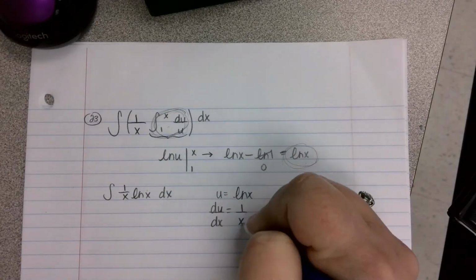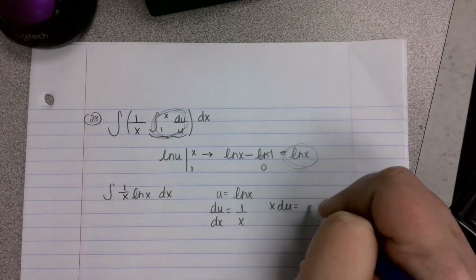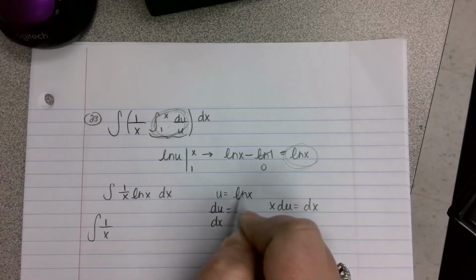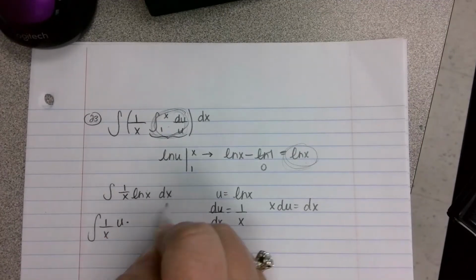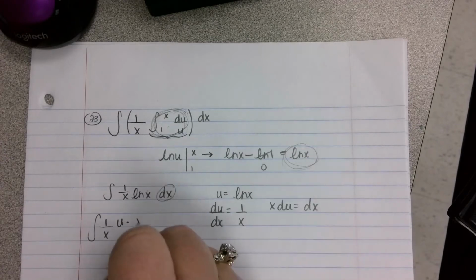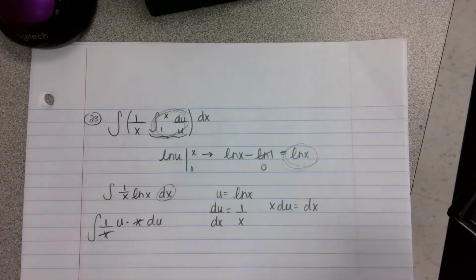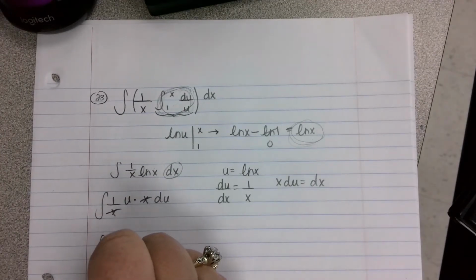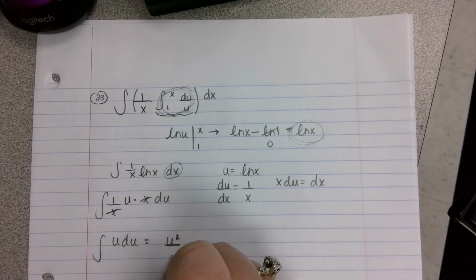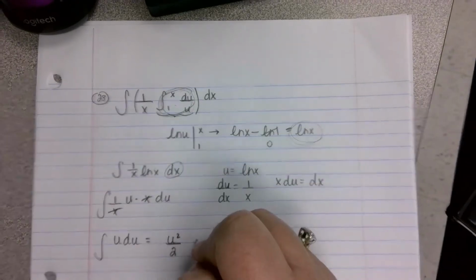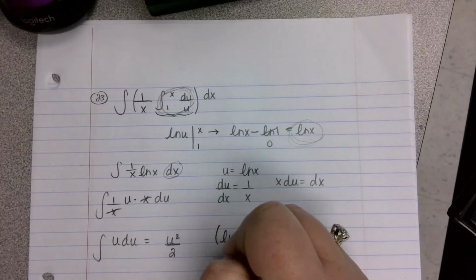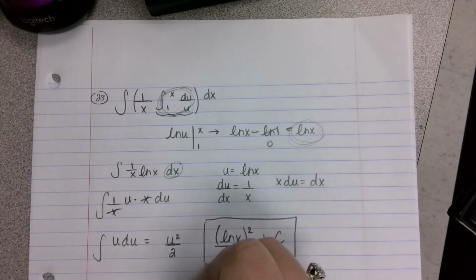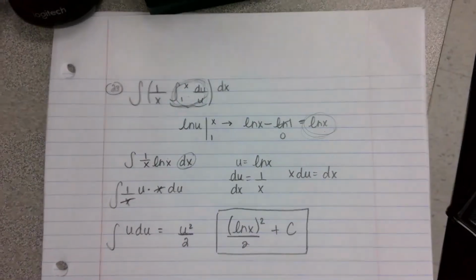Now make sure you cross multiply. That means x du is equal to dx. So come over here, 1 over x, and then ln x is just my u. My dx becomes x du. And we can see that the x's cancel. So then we're simply integrating u du, which is u squared over 2. Or, when you replace the u squared, it'd be ln x quantity squared over 2 plus c. So that's how I got the answer of number 23.